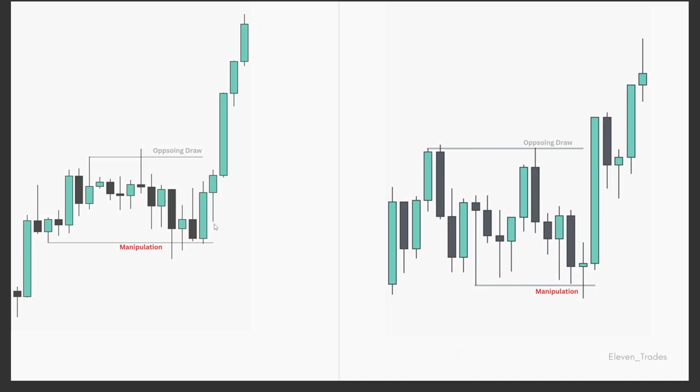Actually, consolidation is the indecisive phase. The market maker will trap the traders. Some of them will think that the trend is going up, some of them will think that the trend is going down. So the market maker actually traps the traders. Then they take one side of the range and then expand to the opposing side. Think of accumulation, manipulation, and distribution.